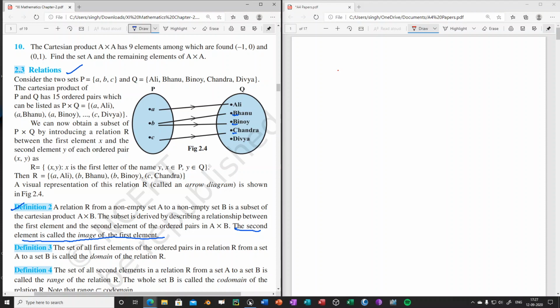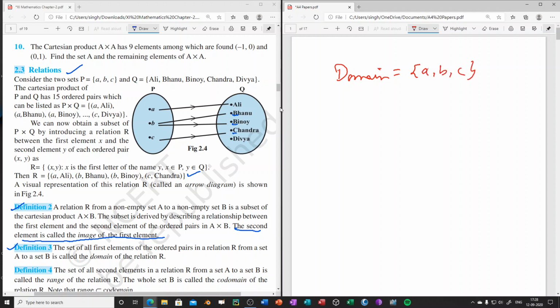Next, we will learn about domain, codomain, and range. So what is domain? The set of all the first elements of the ordered pairs in relation R from a set A to set B is called the domain of the relation R. So here this is a relation R. What is the domain in this case? Domain will be equal to the first elements of the ordered pairs in R. So what is that? A, B and C. So the domain of R equals {A, B, C}.